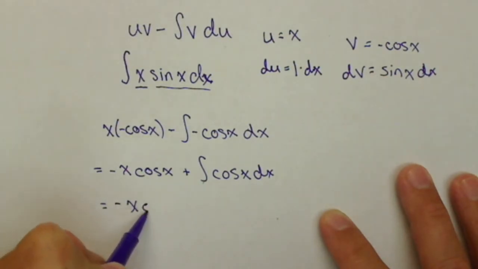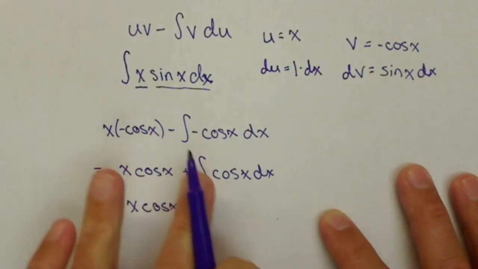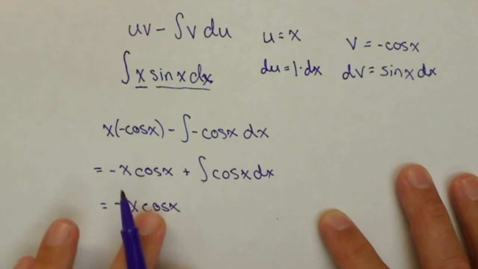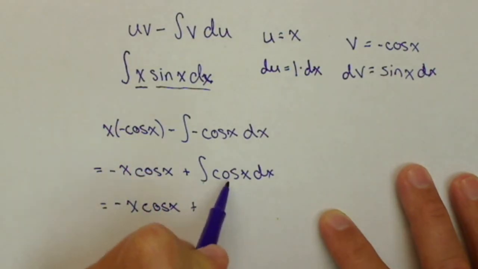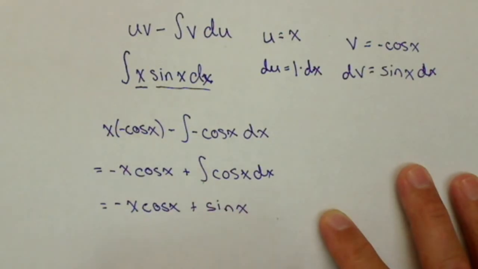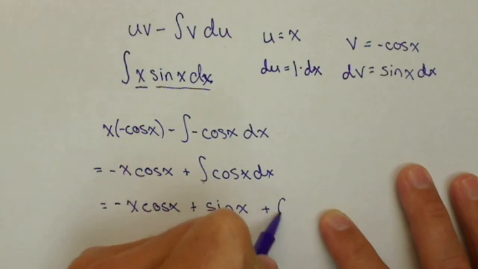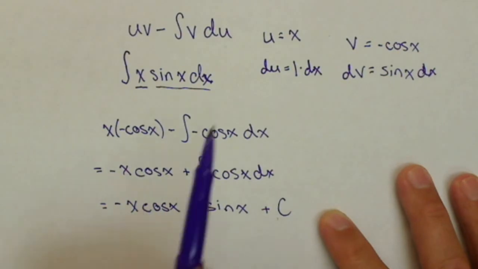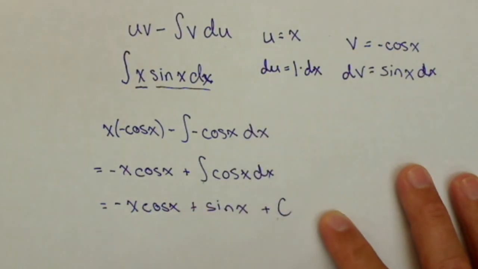So minus x cosine of x. That's already done. Notice it's no longer behind an integral sign. This is done. This is going to be in our final answer from here on out. Plus the antiderivative of cosine x is sine x. And now we were dealing with an indefinite integral. There were no limits, so plus c. So there's our general antiderivative using integration by parts.